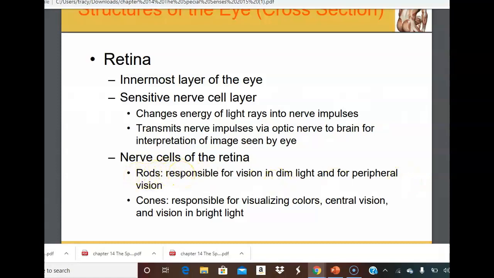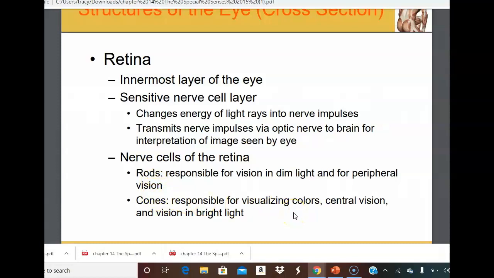Rods are responsible for vision, mostly in dim light and peripheral vision. There's a ton of different shades of gray, like 100 different shades of gray, and the rods are responsible for that vision, both dim light and peripheral vision. There are a lot more rods in the retina than there are cones.